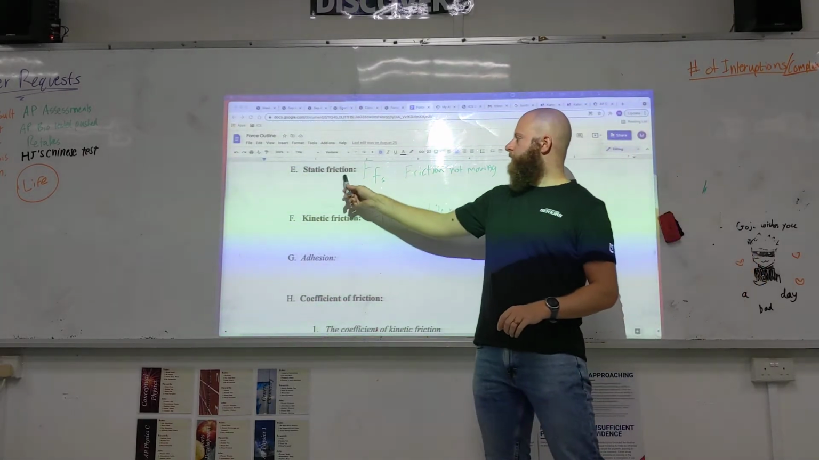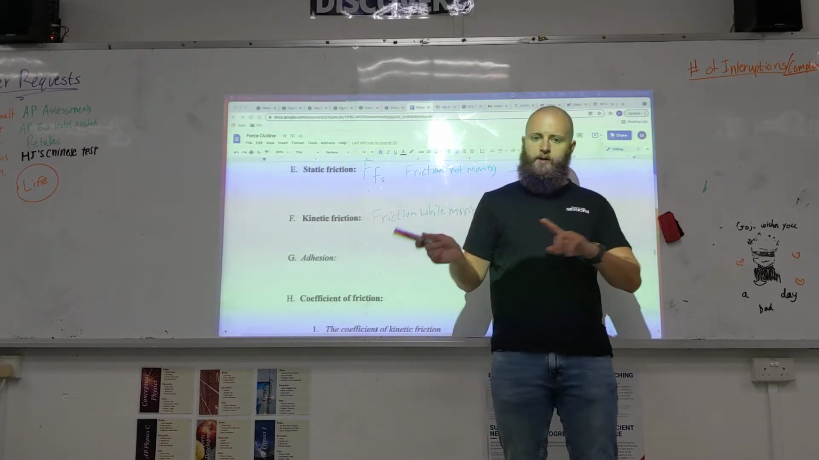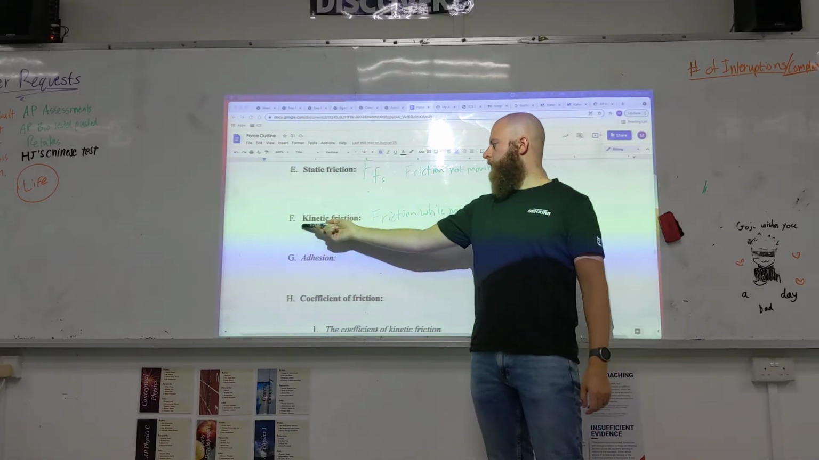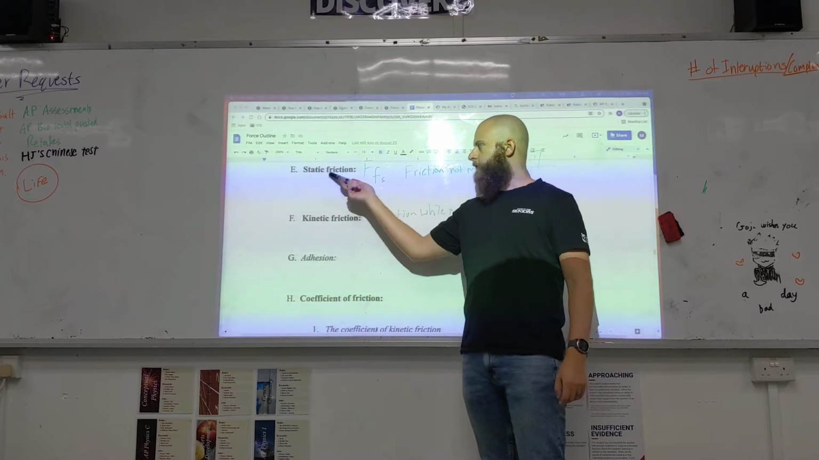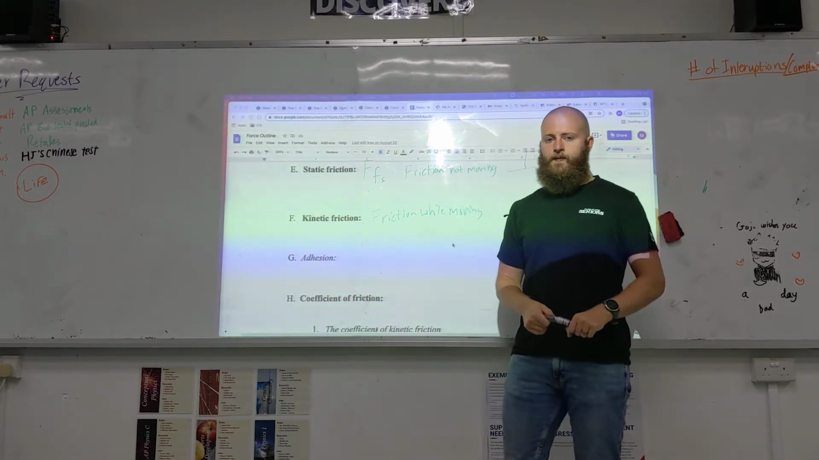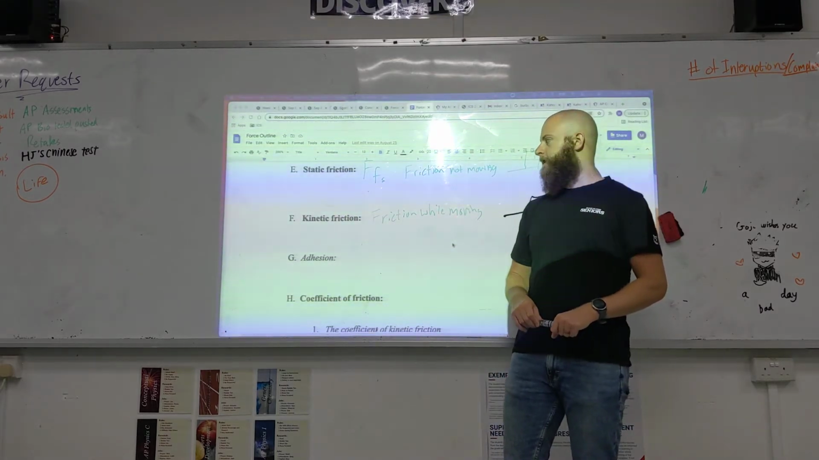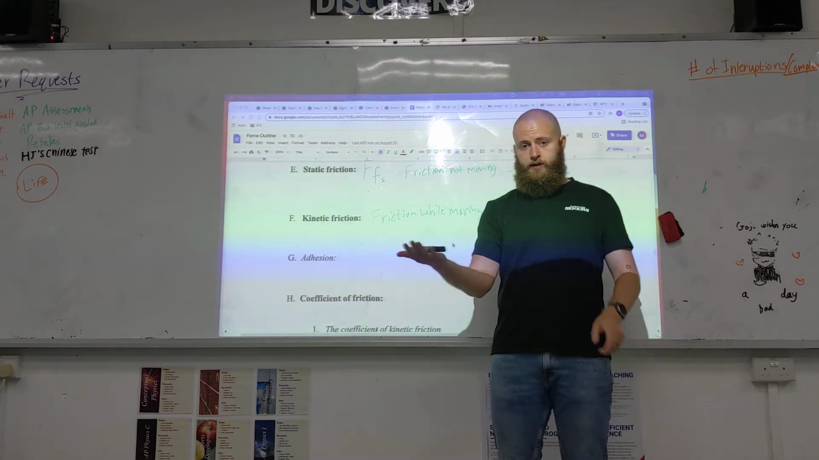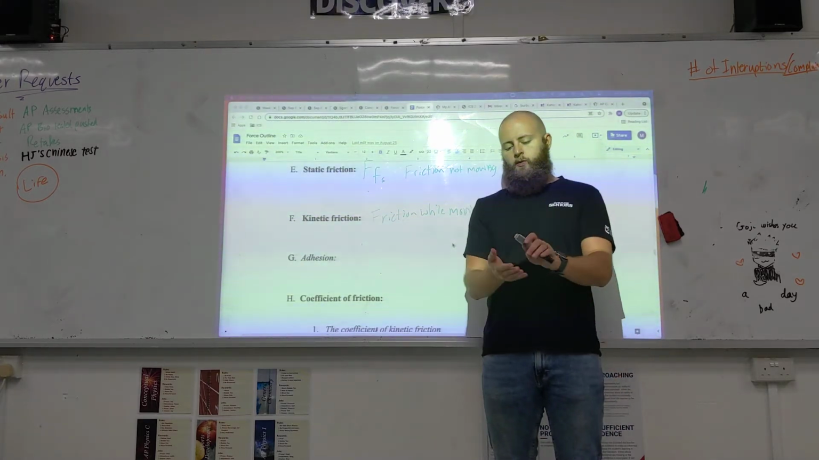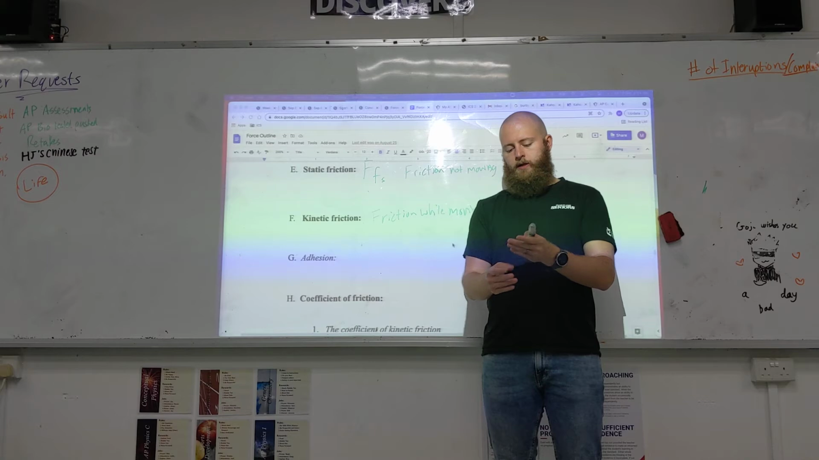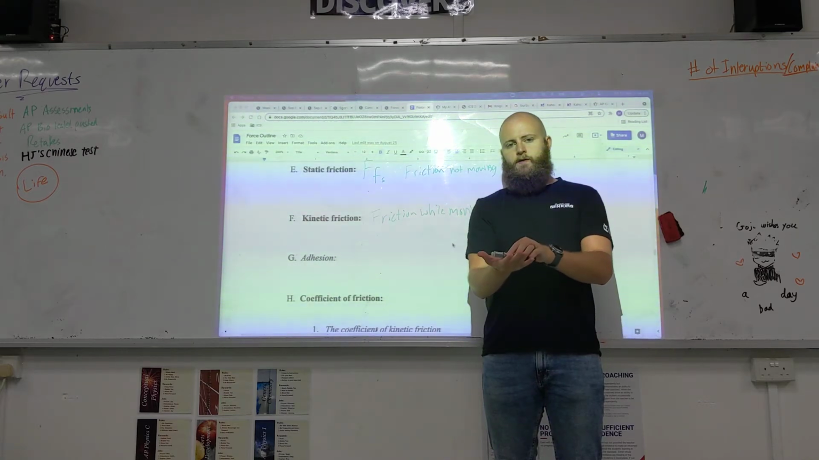Yeah, the force is friction. Now, which type do we think it is? Do we think it is kinetic friction or static friction? Okay, so this is a tricky question because it is moving, right? But what we need to really think about is, is it moving relative to the surface?